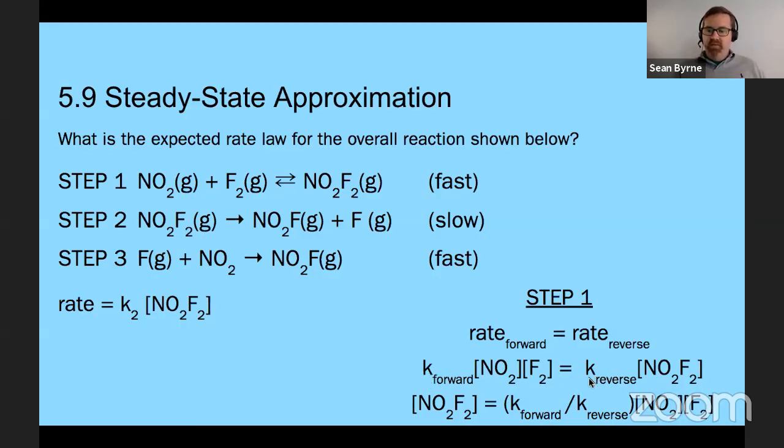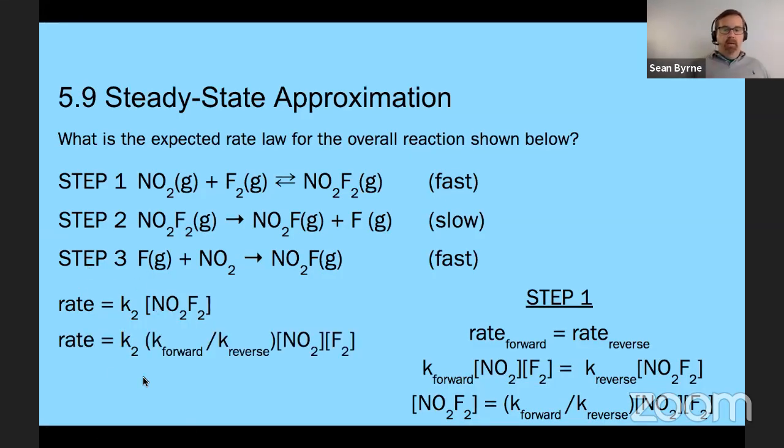So what did I do? I divided both sides by K reverse. So that quantity times the concentration of N2 times the concentration of F2. And so now, if the concentration of NO2F2 is equal to all of this stuff over here, I can just substitute it back into my equation on the left-hand side.